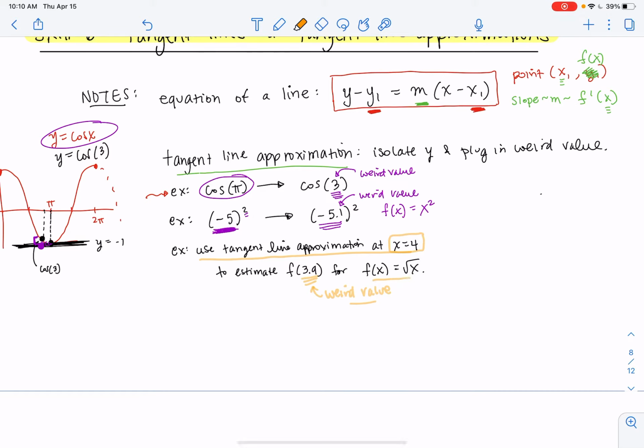And then this is the function. So our first step in finding a tangent line approximation is to first find the equation of the tangent line. So we need a point, which is x comma f of x, and we'll need a slope, which is f prime of x. So let's start by finding our point. So you have two options here. You could plug in 4 or you could plug in 3.9. But as we said, you can't use the weird value until the very, very last step.